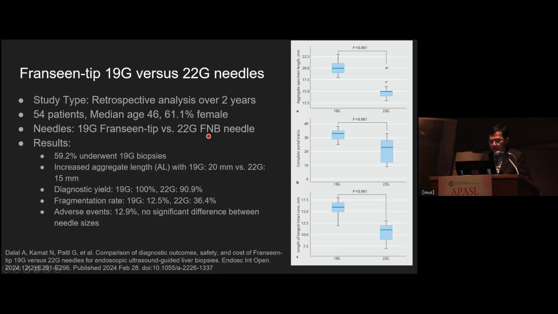And this one is not a randomized controlled trial, but was published this year, 2024, in EIO. The result is quite similar, comparing 19 versus 22 gauge needles. It's a retrospective analysis over 2 years, 52 patients, and 60% underwent 19 gauge biopsy, with increased aggregate length, 20 millimeters versus 15 millimeters. However, there was no significant difference in diagnostic yield and fragmentation rate. The 22 gauge seemed to be higher. The adverse event rate also showed no significant difference.